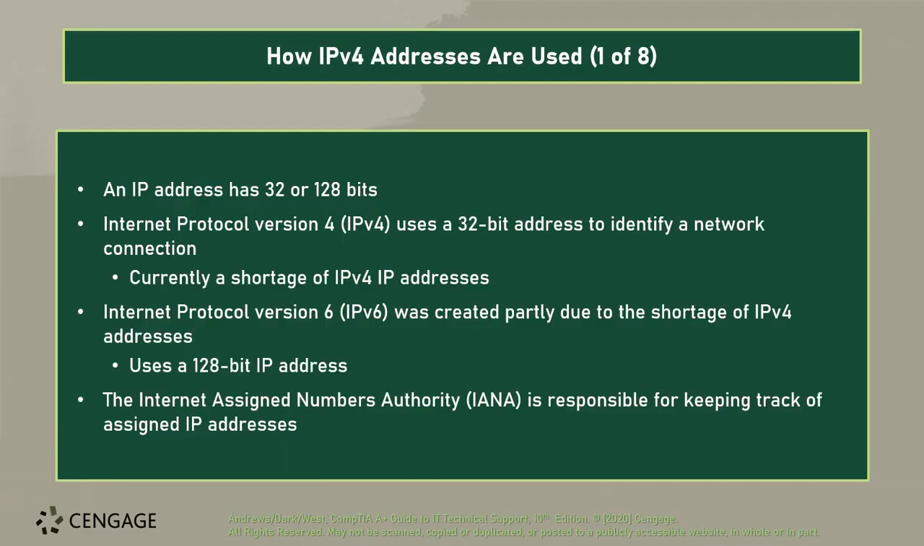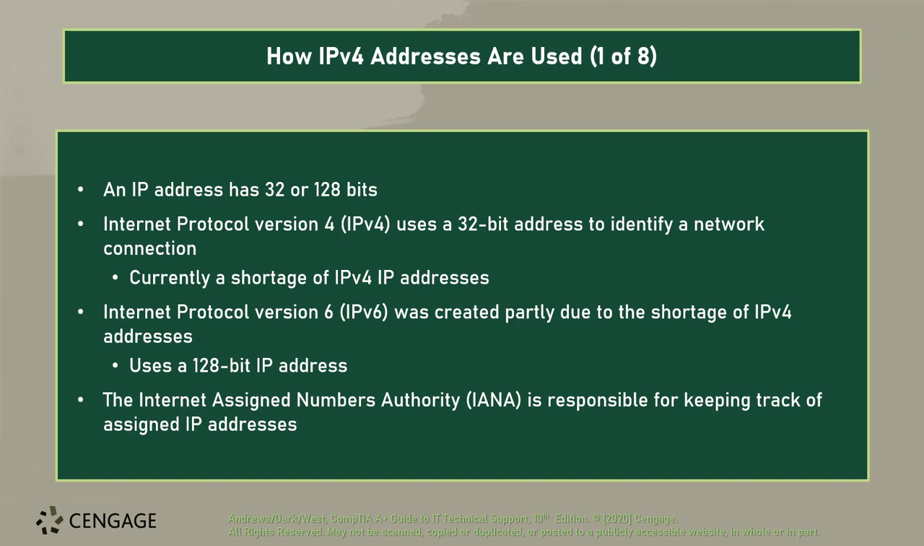Now, IP addresses, depending on their version, will either be 32 bits or 128 bits long. Internet Protocol version 4, or IPv4, uses a 32-bit address to identify a network connection. There is currently a shortage of these addresses because 32 bits, 2 to the 32nd power, gives us about 4.3 billion possibilities, unique addresses, if you will.